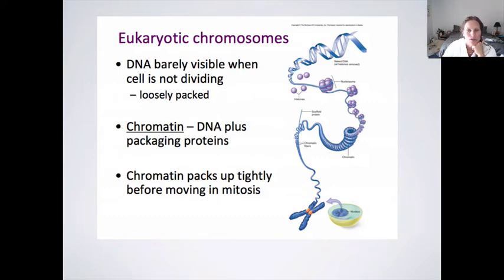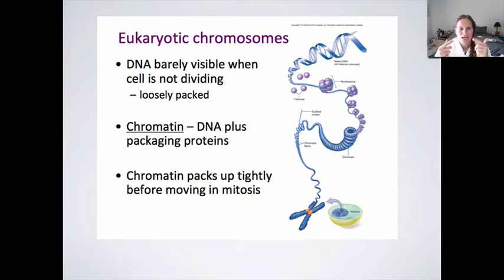In eukaryotic cells, down here on this picture, this is what a chromosome looks like. Basically, when the cell is not dividing, which we're going to talk about in a minute in terms of the life cycle, when the cell's in the period of its life where it's not dividing, the DNA is barely visible if you were to look at that cell under the microscope. That's because the genetic material, the DNA, is uncoiled and loosely scattered about, loosely packed in the cell.